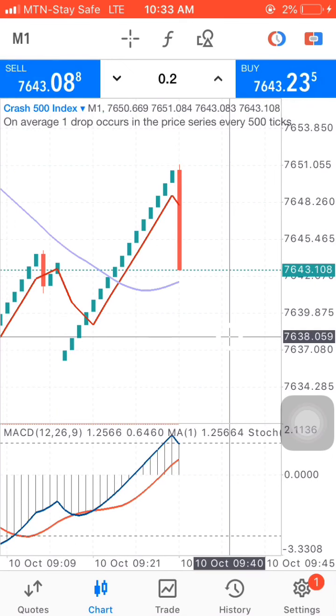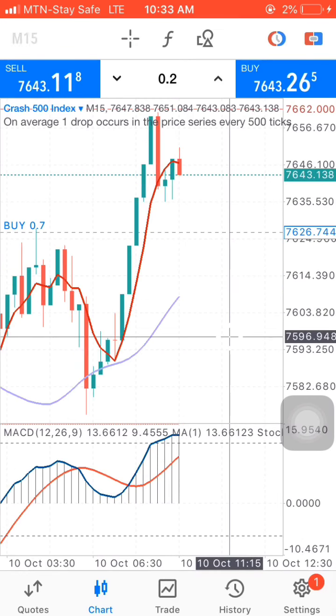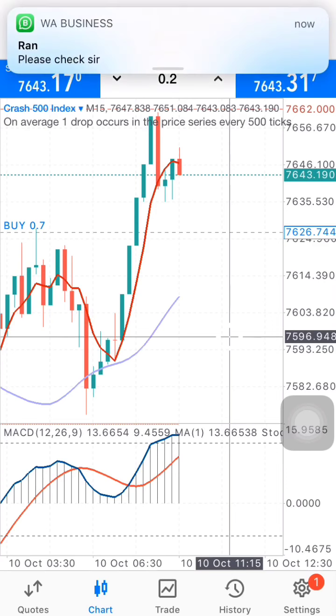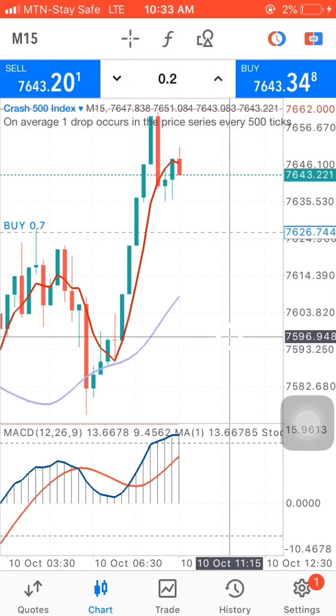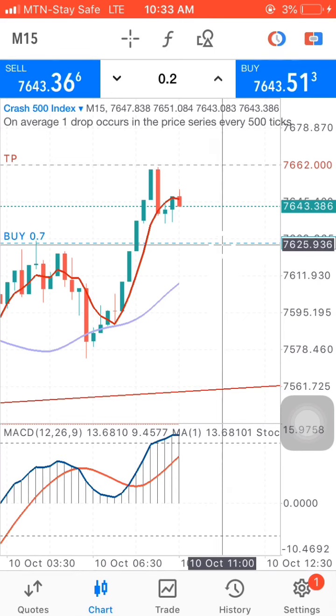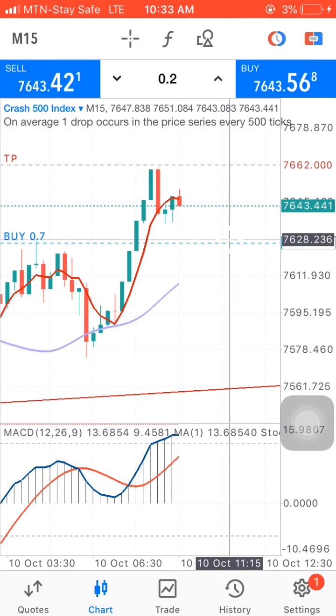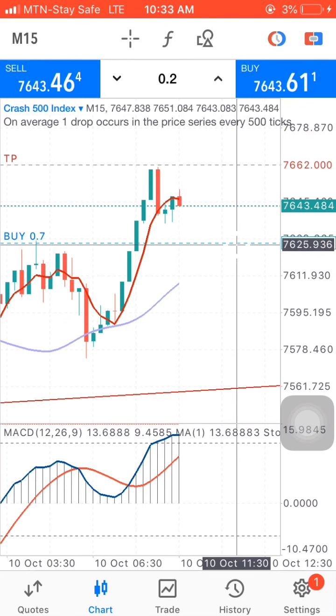So now, I know you're eager to know how this works and how this doesn't work. Oh wow, that was another spike. Did it get to us? No, it still didn't get to our entry level, and I'm going to show you now that this is still going to buy because we are going to smash that TP. Yeah, we are going to smash that TP. So always note that when you are trading the boom and crash, spikes don't respect stop losses.